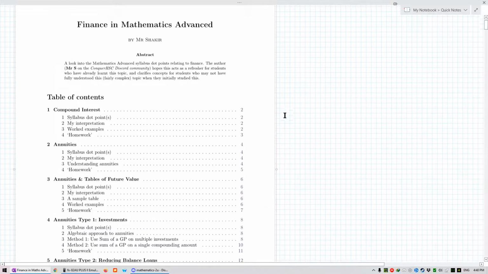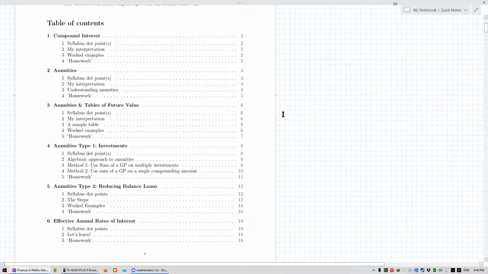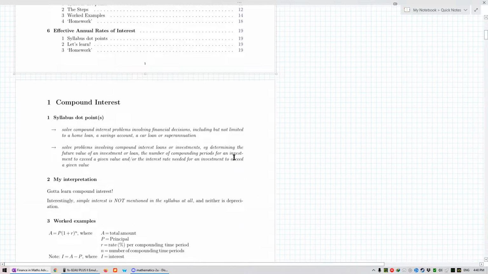Okay, so the first thing, I want to break this up into 6 lessons. Compound interest, annuities in general, what are they? Annuities and tables of future value. How do you figure out annuities if you have a table? And then we'll do investments. Then we'll do reducing balance loans, and finally we'll end up with effective annual rates of interest. Okay, let's just get started.